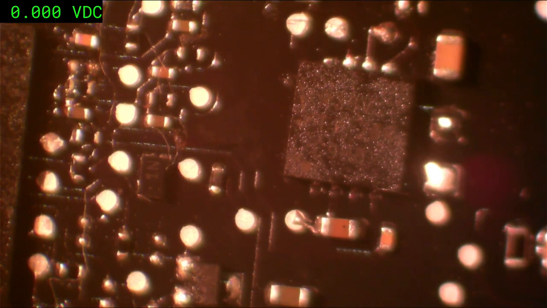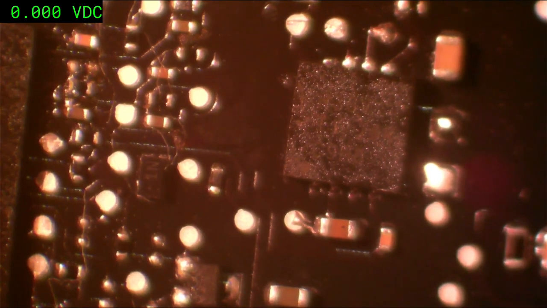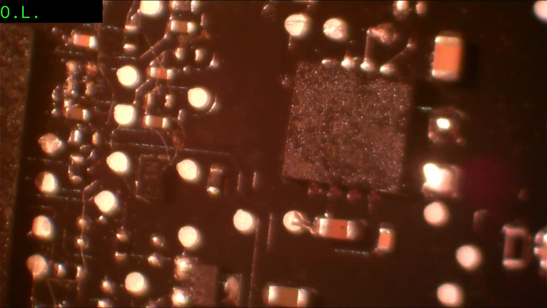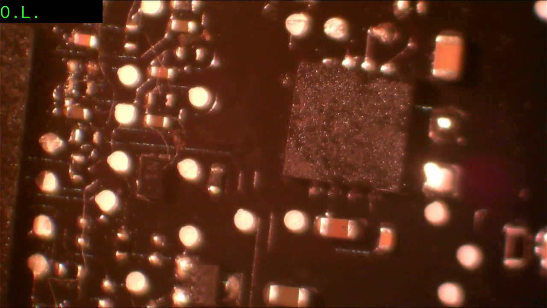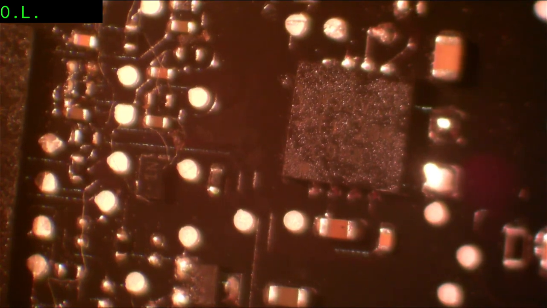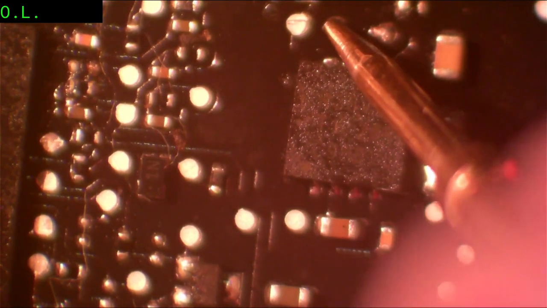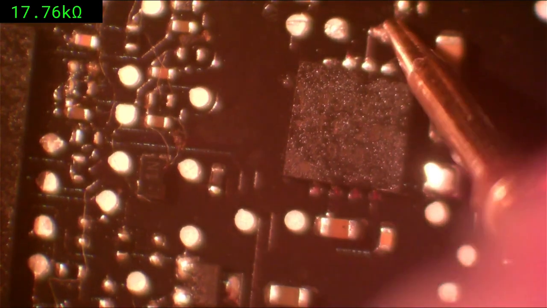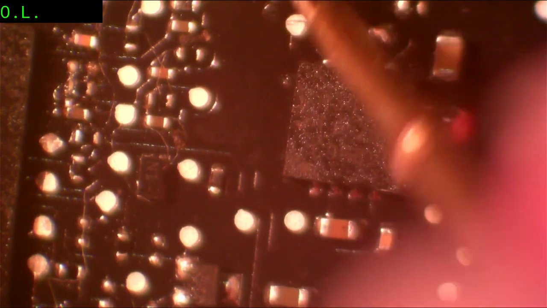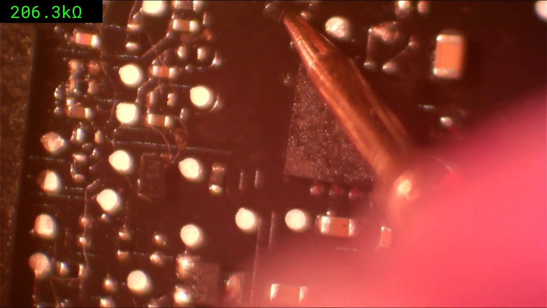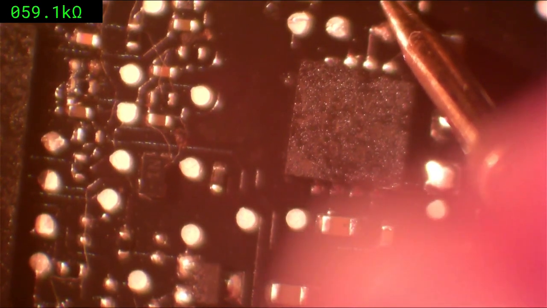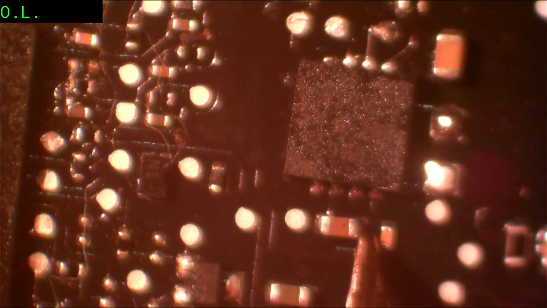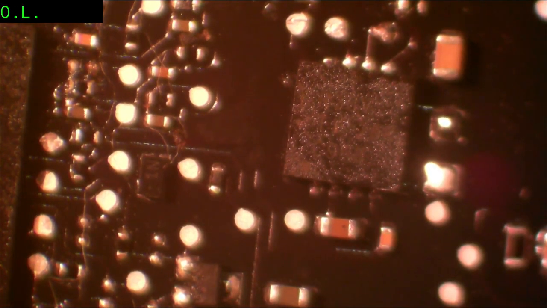Let's make sure we didn't create another short to ground. We can check the resistance to ground. Kilo-ohms, 80, 200, 60, looks fine. And this looks fine as well.